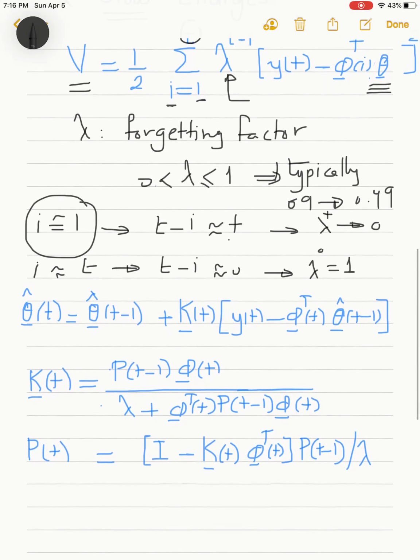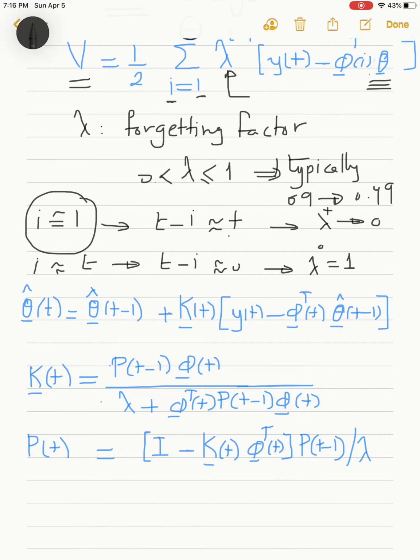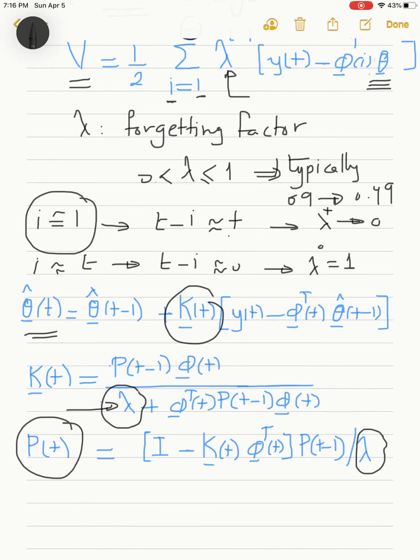In that case, the equations for the recursive least square will be just modified a little. The first equation of estimating theta hasn't changed at all. However, here in calculating the gain k, we notice that lambda has appeared here in the denominator. Also, in calculating the covariance matrix P, we are dividing here by the forgetting factor. So that's how we can readjust the recursive least square estimator to take into account the case of slowly changing parameters.